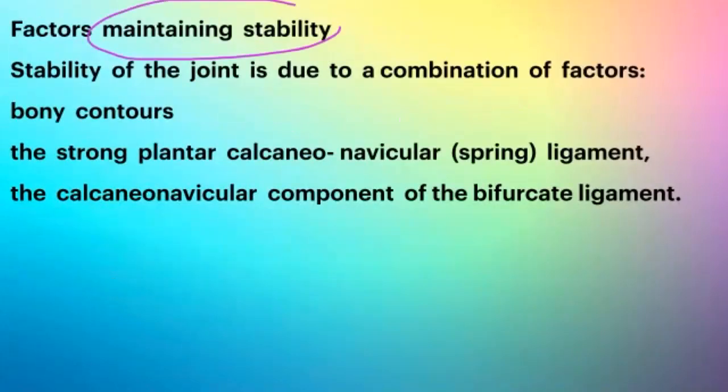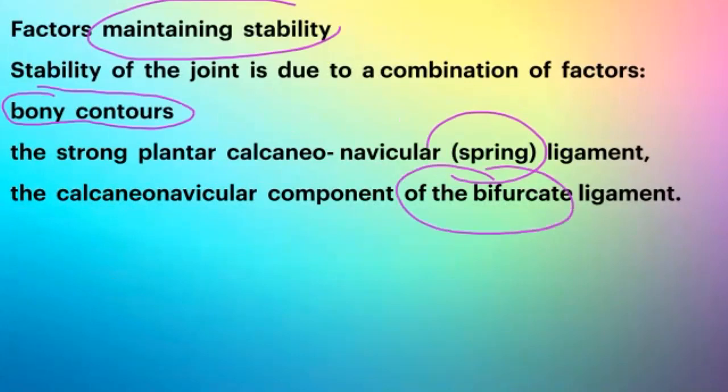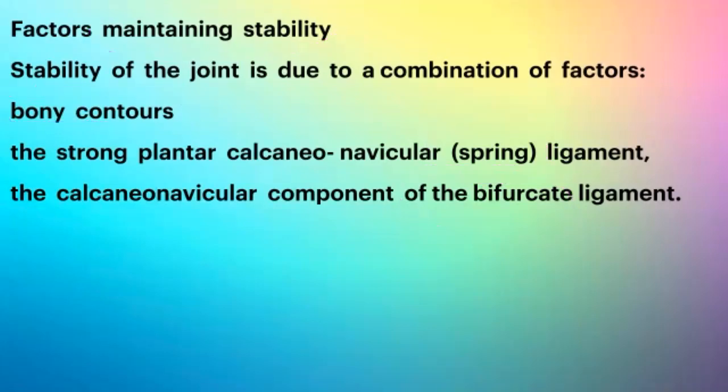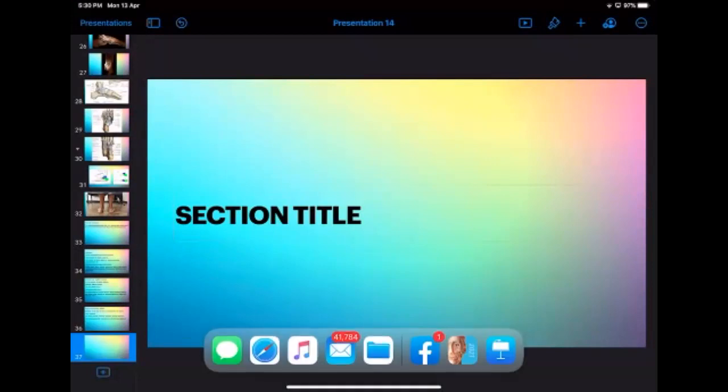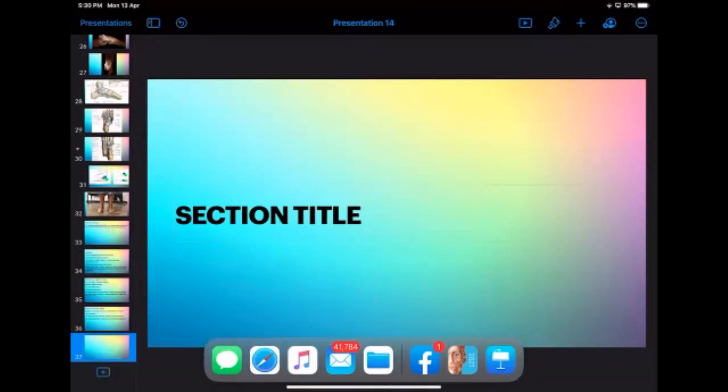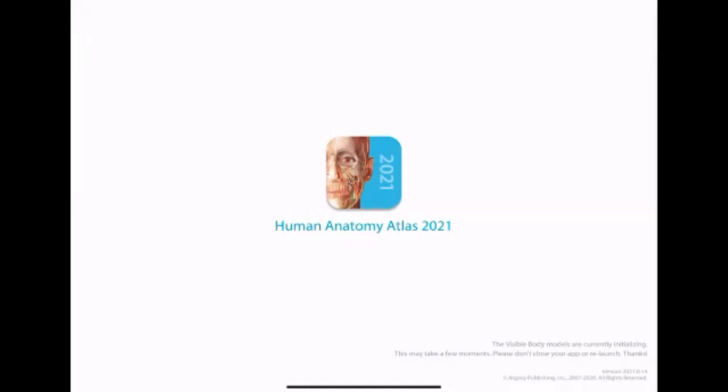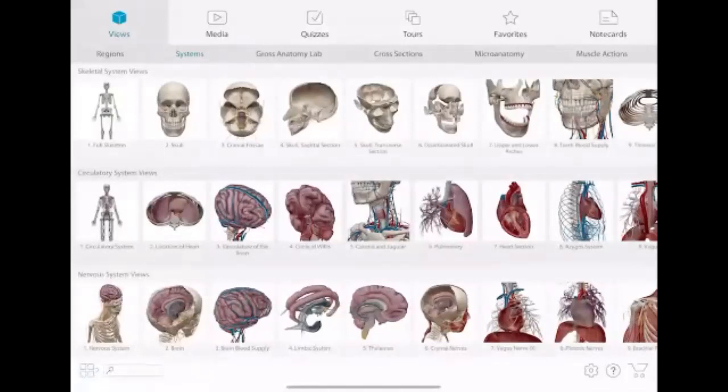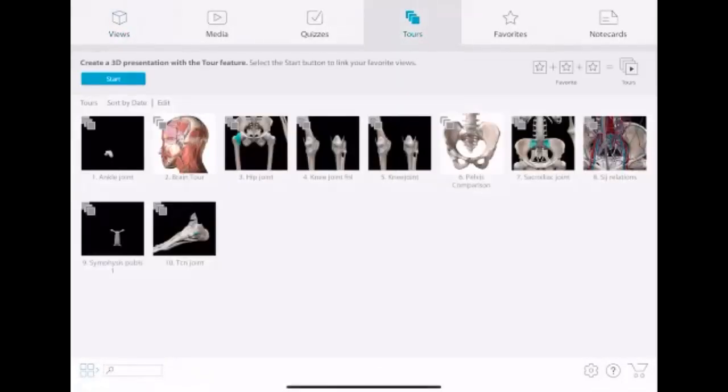Maintaining stability: stability is a combination of factors, because of the bony contours, the concavity because of the spring ligament, and the bifurcate ligament. Because of the ligament structures, this is well stabilized, right? So that is the talocalcaneonavicular joint. We'll see the 3D anatomy of it, right?